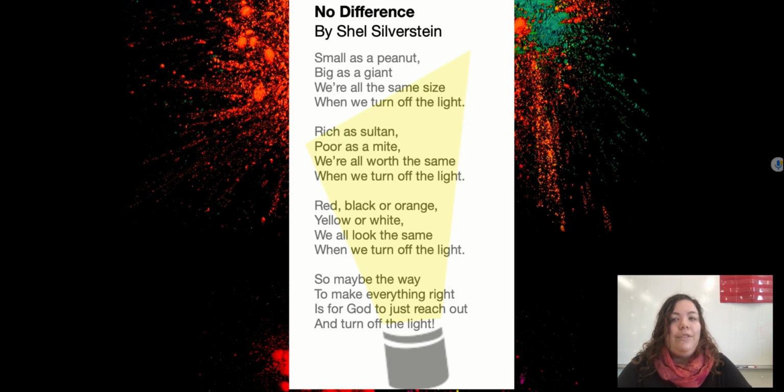So I want you to think, we saw these first two similes, small as a peanut, big as a giant, comparing being small to a peanut using the word as, or being big to a giant using the word as. Can you find another simile in this poem?